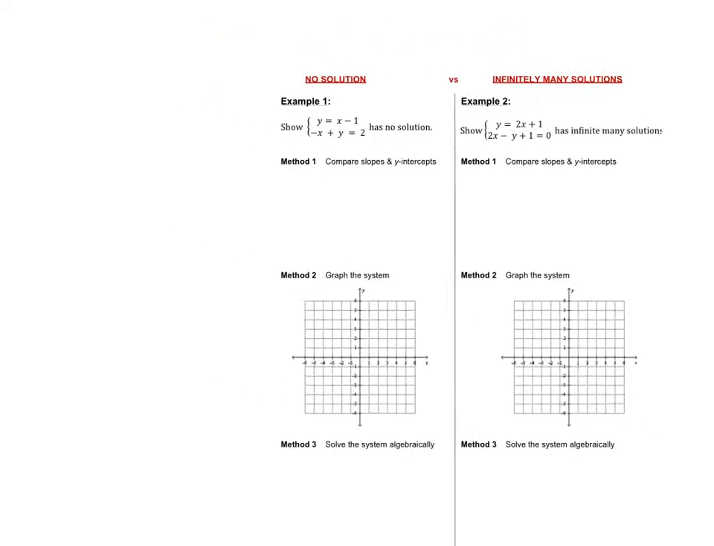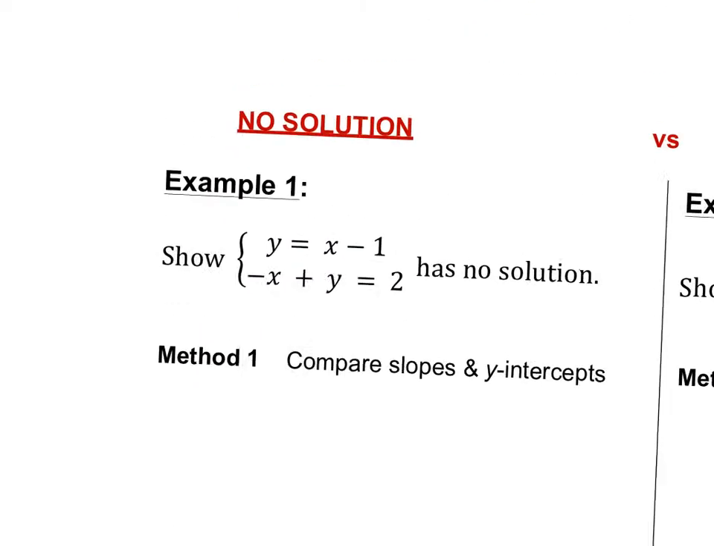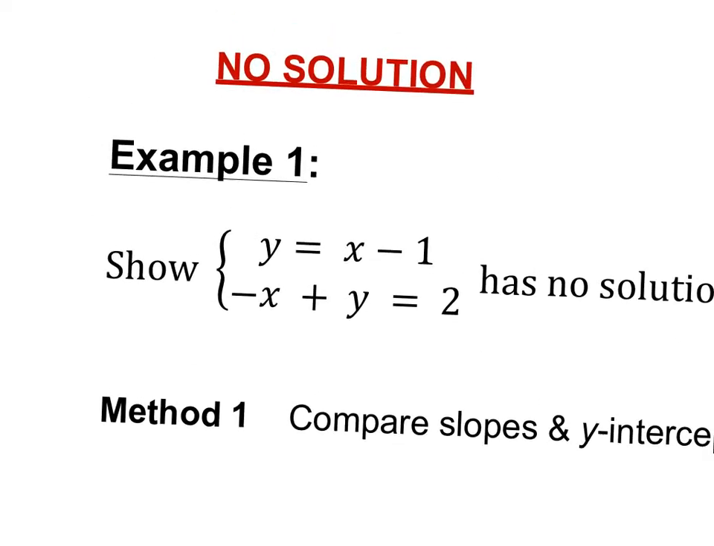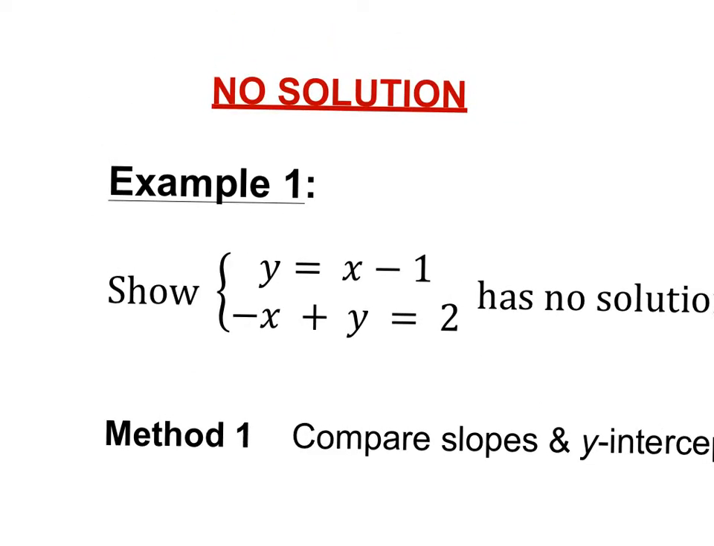So let's look at some examples. This is an example of a time when you would have no solutions. And again, we're dealing with two equations at once, two linear equations. Two linear equations are equations that become lines when you graph them. So if I graph two lines and they're parallel, it means they never cross. And if they never cross, it means there's no solution.